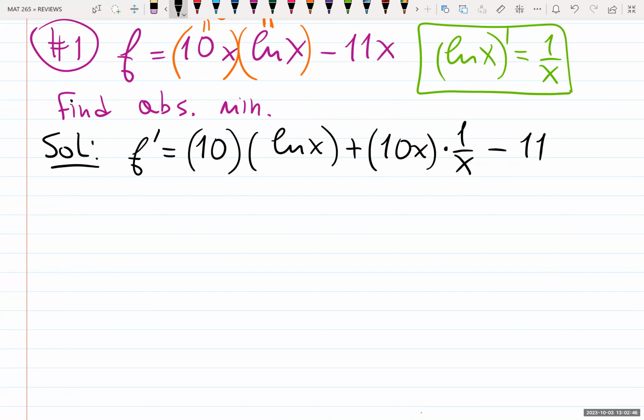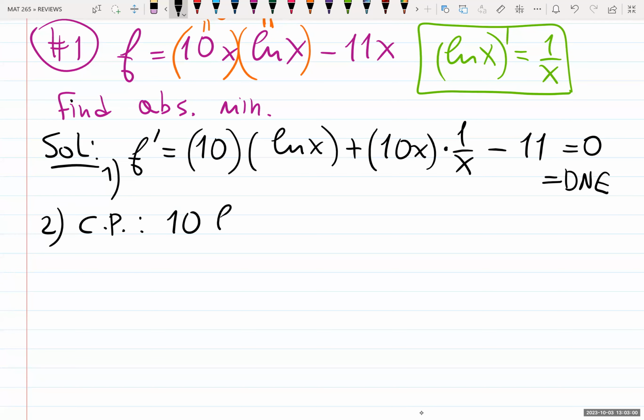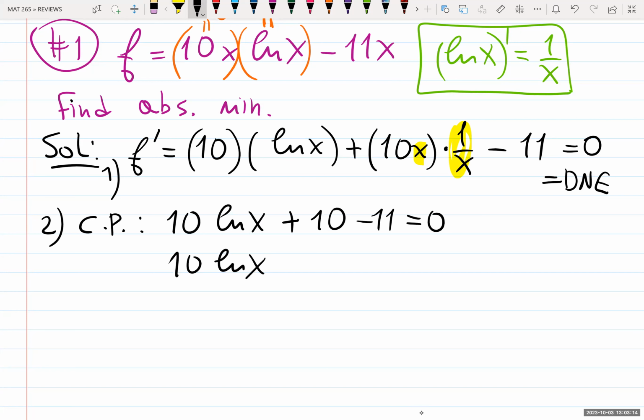Now you know how to proceed. Set it equal to 0, and then find where it's zero or undefined. Those are your critical points. Step 1, derivative. Step 2, critical points, critical values. Kind of looks messy. Let's simplify. 10 ln x plus, whoa, x and 1 over x got canceled out. How amazing is that? And then we have 10 minus 11. That's so nice. 10 ln x plus 10 minus 11, which is minus 1. So we're going to write down equals 1.